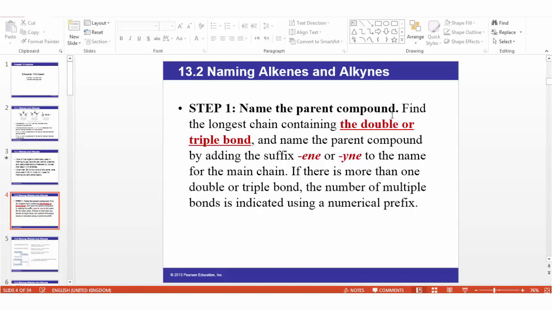Step 1. Name the parent compounds. Find the longest chain containing the double or triple bond and name the parent compound by adding the suffix "ene" or "yne" to the name for the main chain. If there is more than one double or triple bond, the number of multiple bonds is indicated using a numerical prefix.